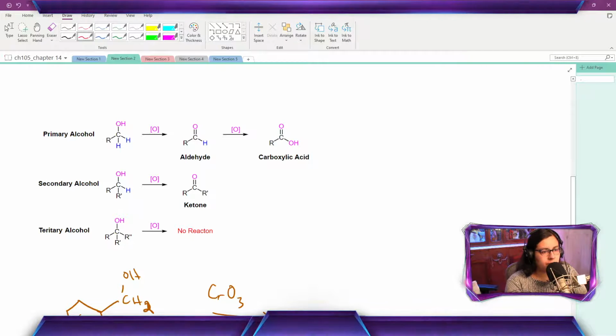So you can see that with this primary alcohol, we can form the aldehyde, or it can continue on all the way to the carboxylic acid there. And in the case of the secondary alcohol, our option is to form our ketone. So we have our one hydrogen there. But if we have a tertiary alcohol trying to undergo oxidation, notice that we would have no reaction. So there's no hydrogen for it to pluck off.